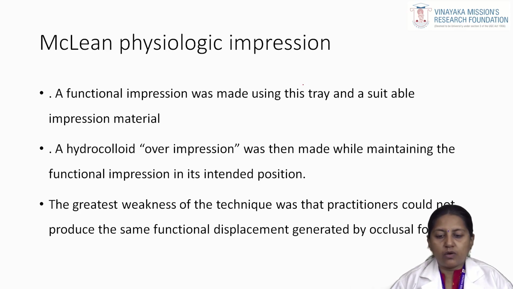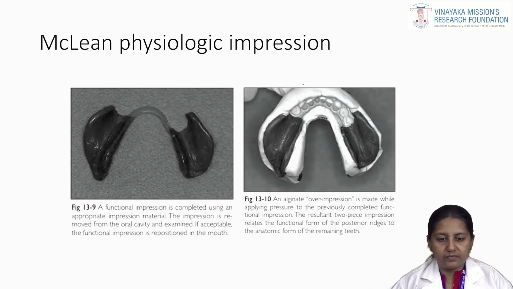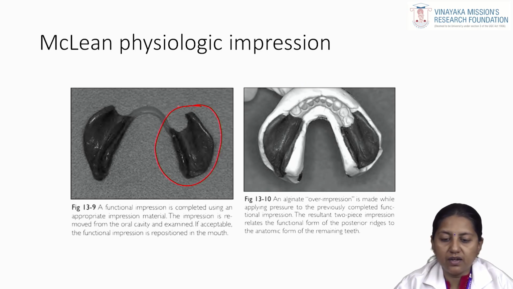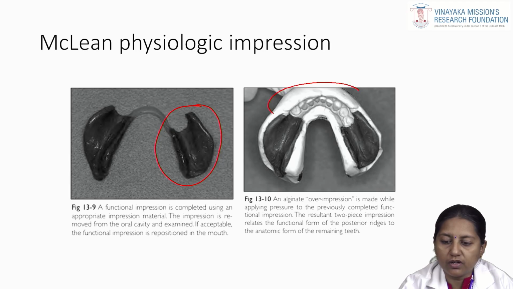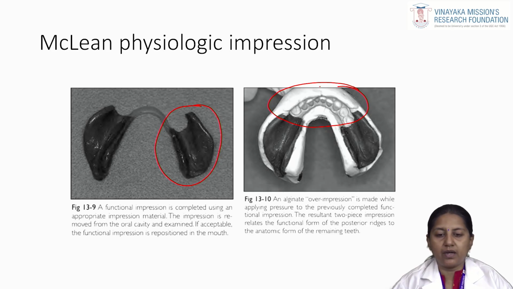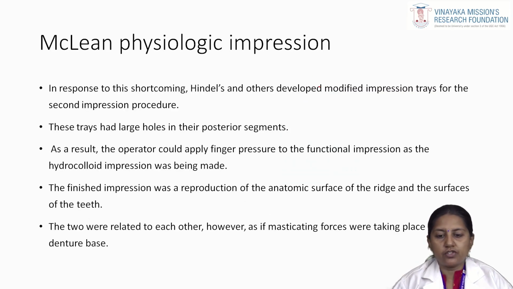The greatest weakness of this technique was that practitioners could not produce the same functional displacement generated by occlusal forces. So as I told you, you have two impressions. One is the functional impression, which is made using a special tray. The other is the hydrocolloid, that is the alginate impression, which is going to be the over impression or the pickup impression. So in response to this shortcoming, Hindels and others developed modified impression trays for the second impression procedure, and these trays had large holes in the posterior segments.